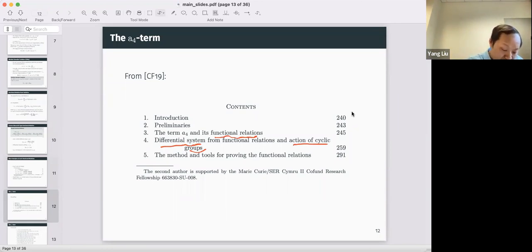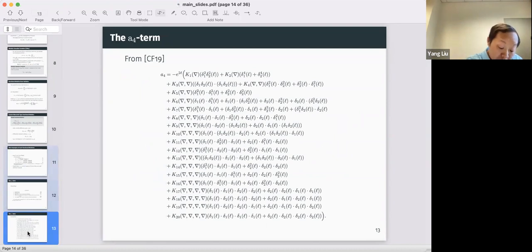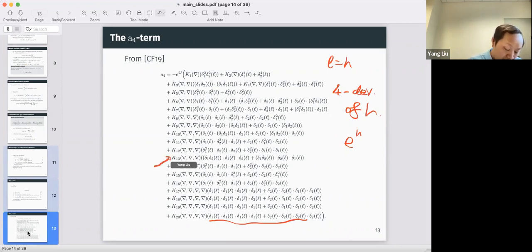It becomes so complicated that it gets out of control. For example, here is the general formula for the A4 term. Here L is the h as before. Whatever you see here is just about fourth derivatives of h. For example, if you differentiate the function e to the h four times, you get all the possible fourth derivatives here. Of course the first difficulty is to compute this rearrangement operator, and more precisely to figure out the expressions of this underlying function here. That's the first difficulty.